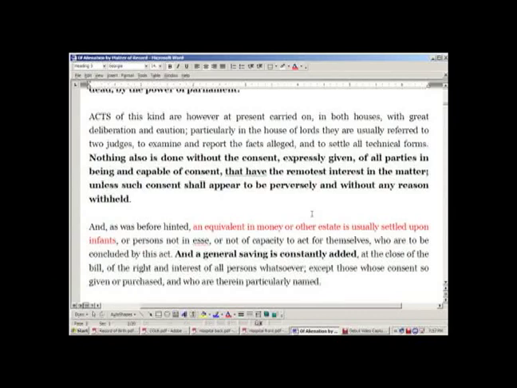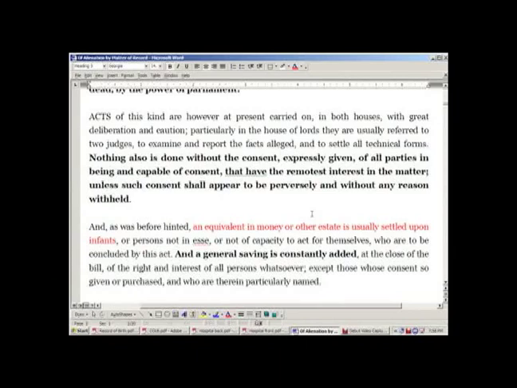However, if somebody in the UK can find out who they're talking about here, we would be able to pinpoint who they are around the world. Particularly in the House of Lords, they are referred to two judges to examine and report the facts alleged and to settle all technical forms. So who looks at the acts in Parliament? That would be good to know.